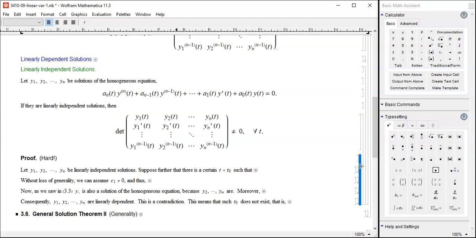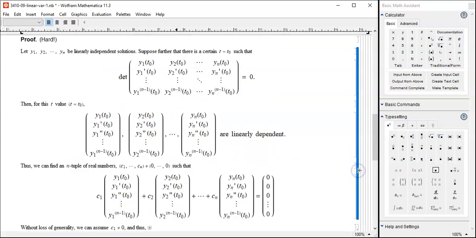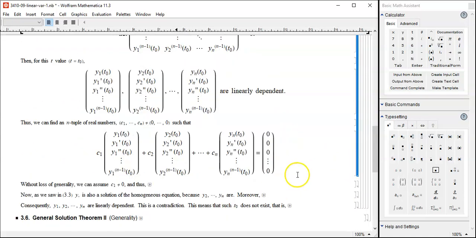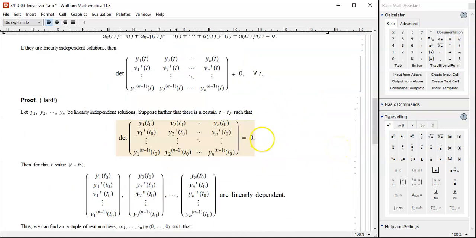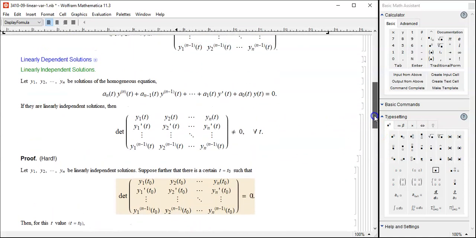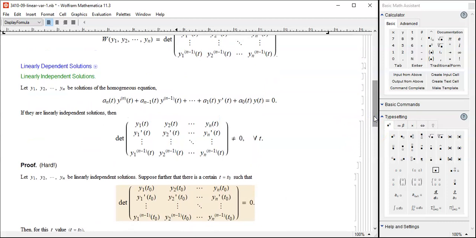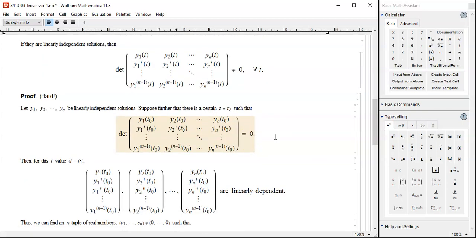Let y1 through yn be linearly independent solutions, yet there is a t0 such that determinant is 0. Let's assume determinant can be 0. So basically we want to derive some contradiction here. We want to prove that determinant is never 0, so we assume it is 0 for some t0. It could be non-zero for some other t value, but for some t0, let's assume determinant is 0. And of course, what we want is a contradiction.